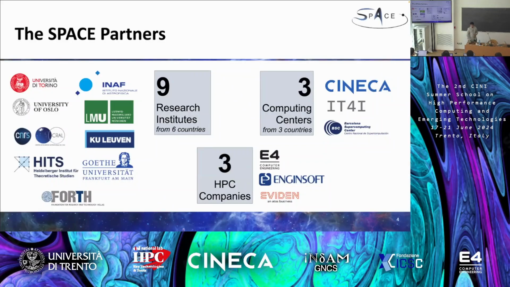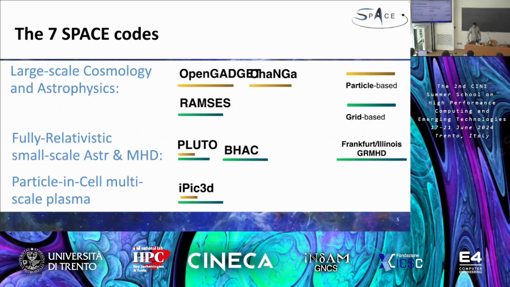And these are the partners. So advertisement is important, I learned from Americans. So watch out, all these people. And these are the codes. Okay, you can see the diversity of this project. Let's say Cineca is involved in 3 codes out of 7: Pluto, OpenGadget, and iPIC3D, which is space plasma, which is sort of my background.